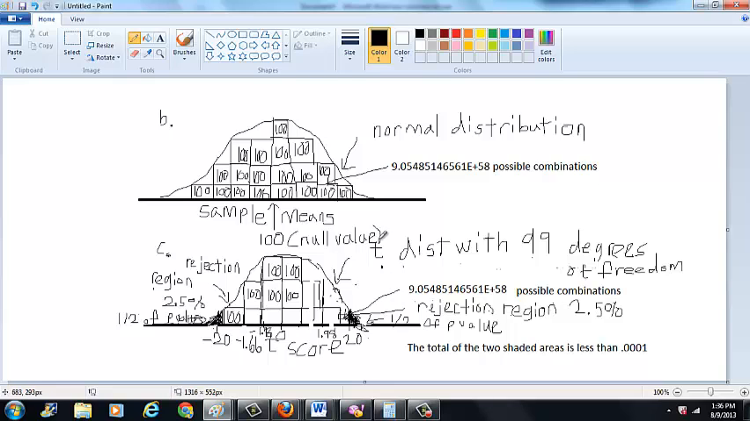So the rejection region is these two areas that are below the negative critical value and above the positive critical value. The p-value only includes the area right here that starts at 20 and the area down here that starts at negative 20. The rejection region includes the area starting at negative 1.98 and over this way, and the area starting at 1.98 and over this way.